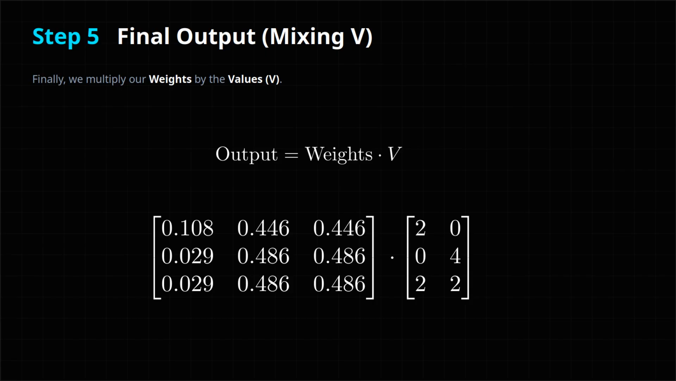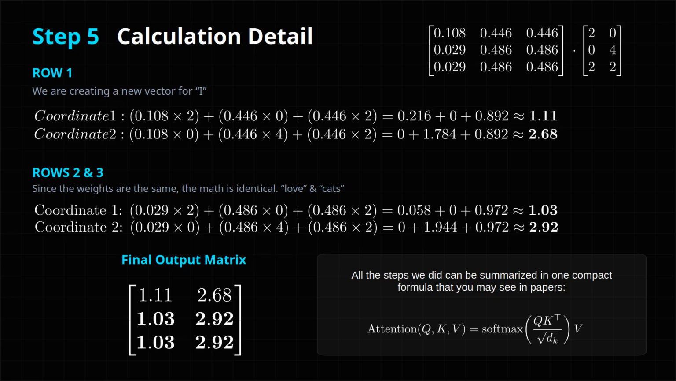Conceptually, this is where the magic happens. Each word builds a new vector by blending the content of all the words it decided to focus on. In the next slide, we will zoom in and see the exact numbers for these new vectors. Let's look closely at the new vector for the word I. We will compute its two coordinates using the first row of attention weights and the three value vectors.